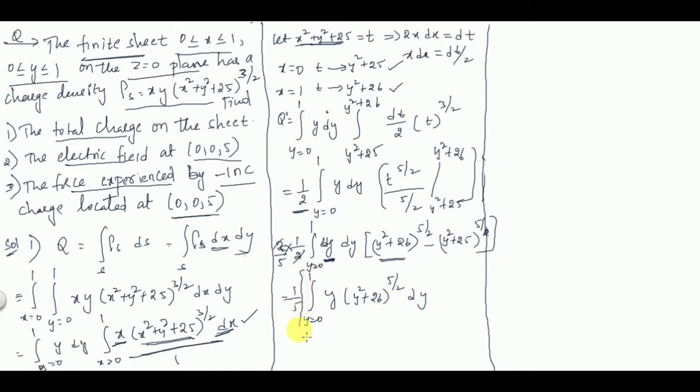So 1 by 5 I'm taking as common, and I'm splitting it into two integrals. Y equals 0 to 1 y into (y square plus 25) whole to the power of 5 by 2 dy.